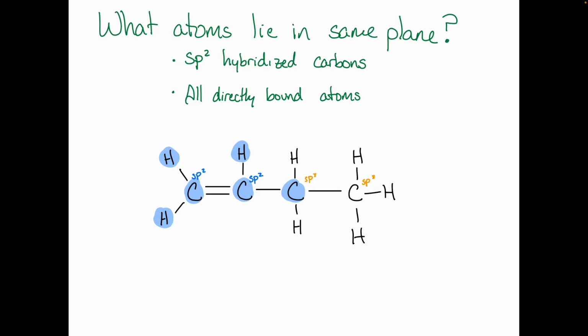Okay? This one right here, I labeled as an sp3 hybridized carbon. Why did I put that in my plane? Because it's bound directly to that sp2 hybridized carbon.